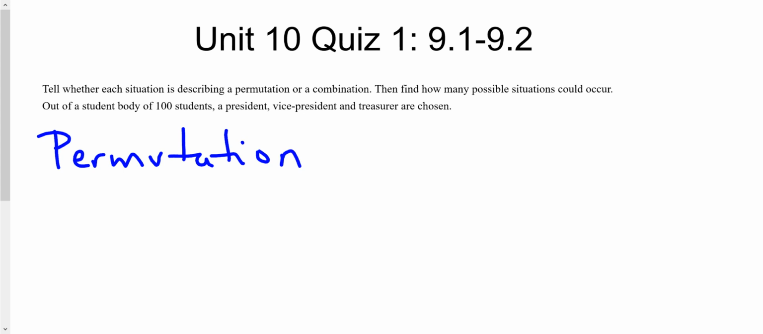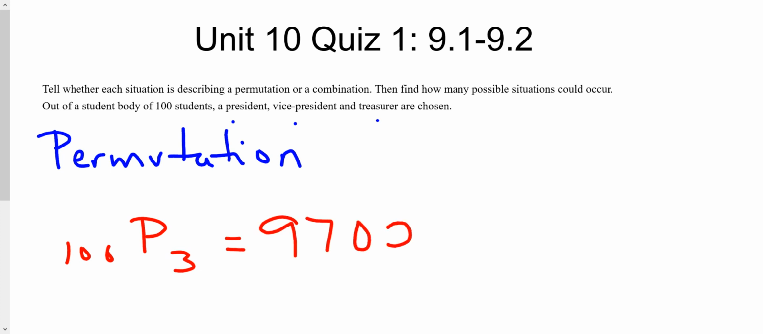Because it does make a difference how you choose those, because those are three distinct offices, so to speak, for the student body. They're different from each other, so it matters what order you pick them. If you pick the president then can't be the vice president, so order does matter. Permutation, so then what I'm going to do is I'm going to go here and go 100, and I'm going to pick 3. And that gives me 970,200. And on the quiz, it did say not to put commas in there.